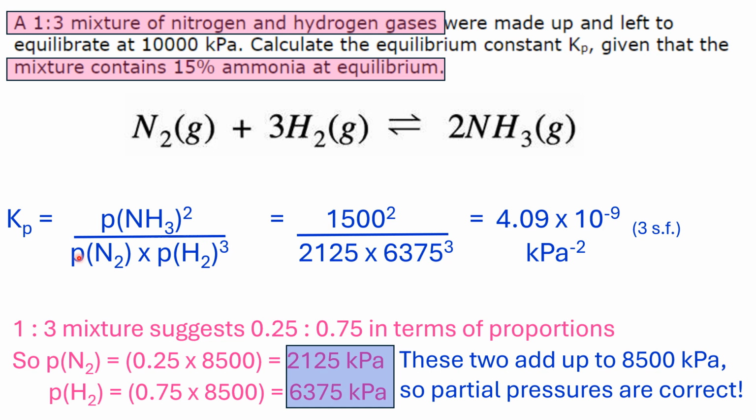And the units, which is kilopascals to the minus 2, are derived from applying kilopascals to each of the partial pressure terms. So 2 partial pressure terms on the top, 4 partial pressure terms on the bottom. So cancelling through, that gives us kilopascals to the power of minus 2.